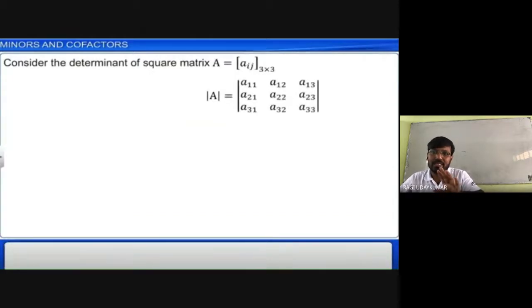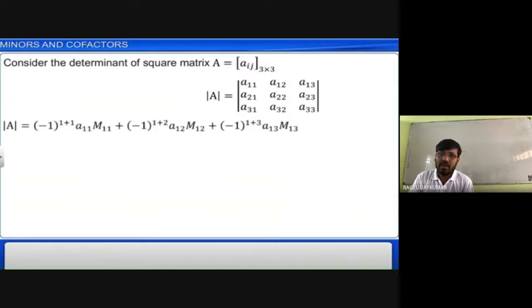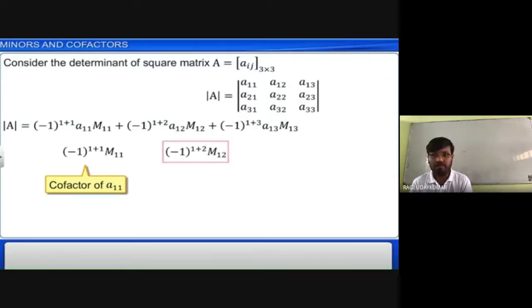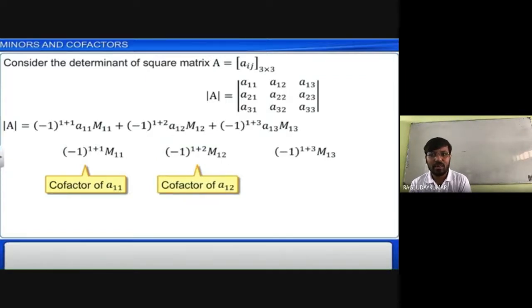Consider the determinant of the matrix Aij. Whatever we are getting here, minus 1 to the power of 1 plus 1 into M11, is called the cofactor of A11, meaning the sign is included. Including the sign, it is taken as the cofactor of that particular element. Minus 1 to the power of 1 plus 2 into M12 is considered as the cofactor of the element A12. Minus 1 to the power of 1 plus 3 into M13 is considered as the cofactor of A13.